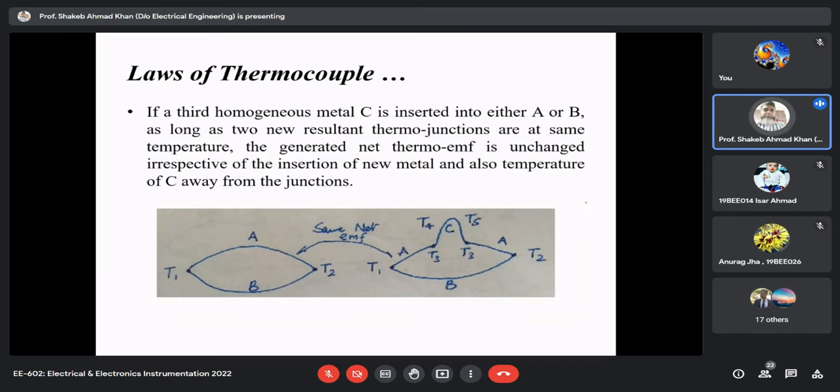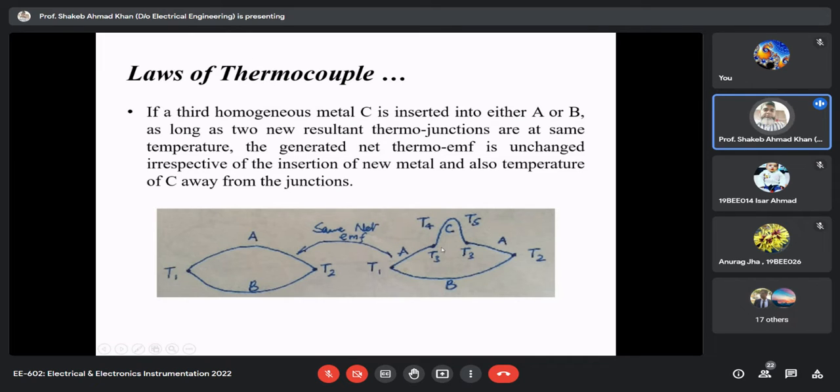Now, next law. If we are introducing here, you can see that this is a thermocouple, and the thermocouple is made up of two metals A and B, and its junctions are maintained at T1 and T2. Now what is done in this diagram is that a third homogeneous metal wire, C, is inserted in one of the metals, metal A.